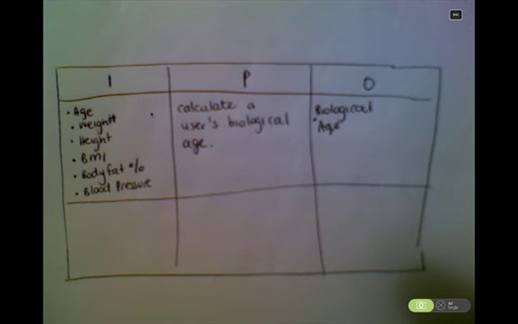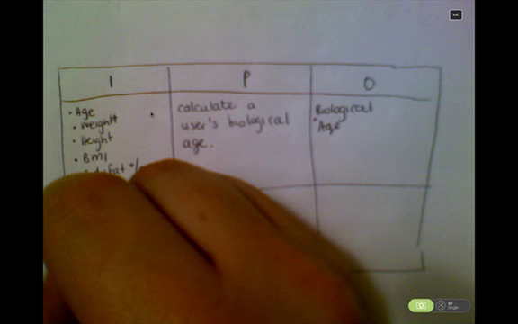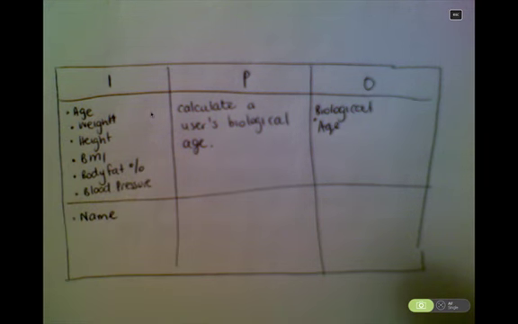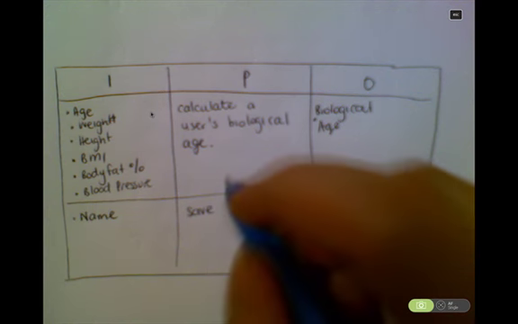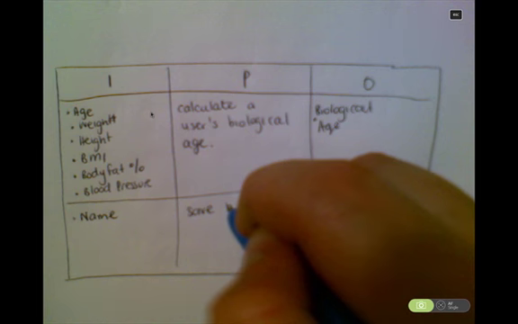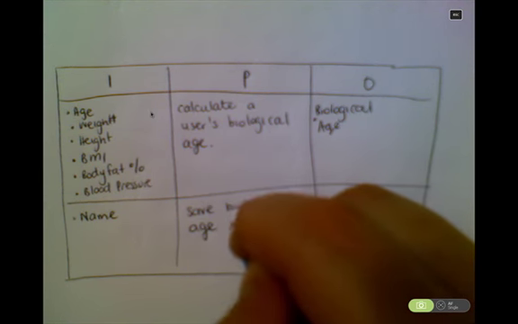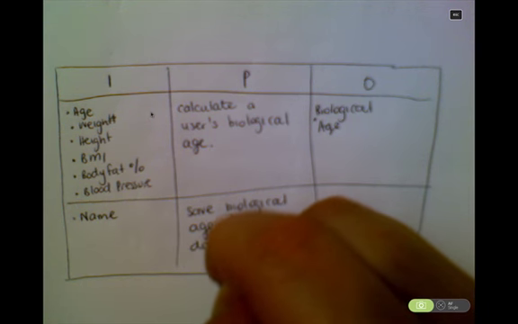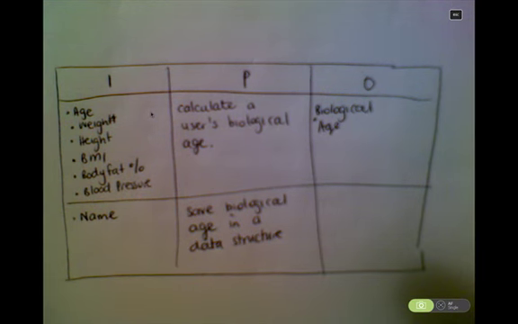Okay, and also looking at the other objectives, there was also the ability to save. So using all of those, I might get the user to input their name as well, and save biological age in a data structure. Once again, I haven't chosen my data structure yet, but obviously when I get to that point of my algorithms or my data dictionary, that's something that I will use. Once again, the same output is biological age.